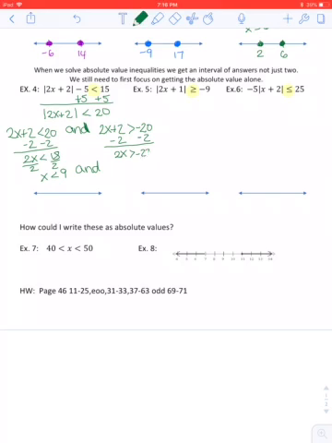2x is greater than negative 22, x is greater than negative 11. So our boundaries are negative 11 and 9, and they're open because there's no equal sign. And when I say what we're going to get for the first one, we're going to have x is less than 9, so that means that everything less than 9 would work.